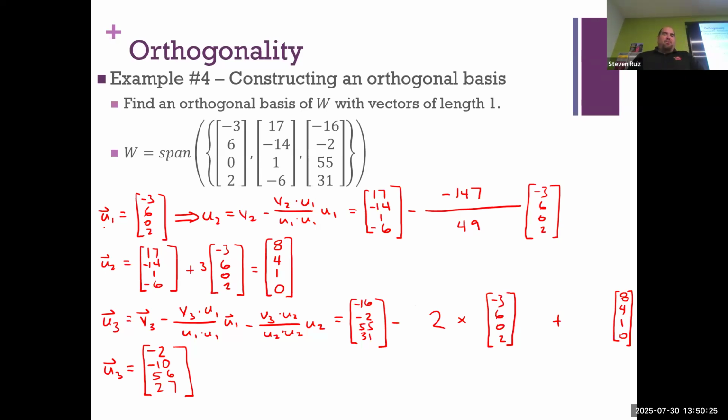So how would I find out how long U1 is? Square root all of them, but first you square them. Yeah, so basically it's the Pythagorean theorem. The Pythagorean theorem can be done in any number of dimensions. So if I want to find the length of U1, it's equal to the square root of -3 squared plus 6 squared plus 0 squared plus 2 squared, which is the square root of 49. Oh, that's easy. 7.